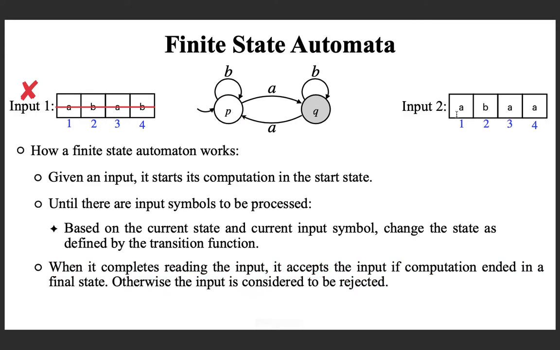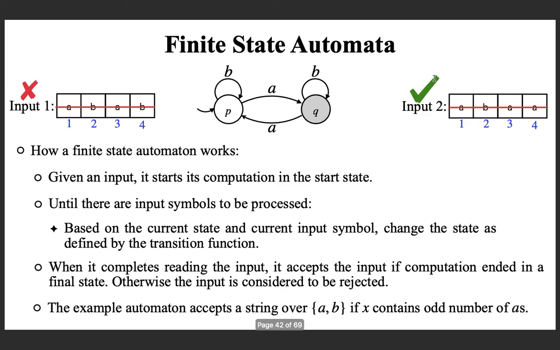Another example is this, and you can trace the execution of the automaton. You can see that in this particular case it is ABAA. You will end up in the state Q and you will accept. Basically this is what a finite state automaton is. And it is not difficult to see that this example automaton accepts a string over AB if that string contains an odd number of A's. That you can verify offline.